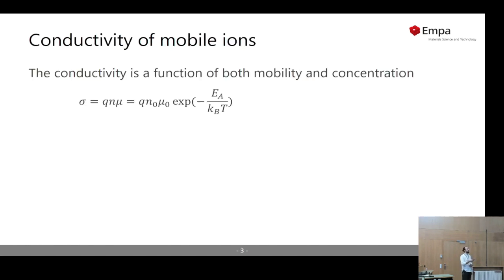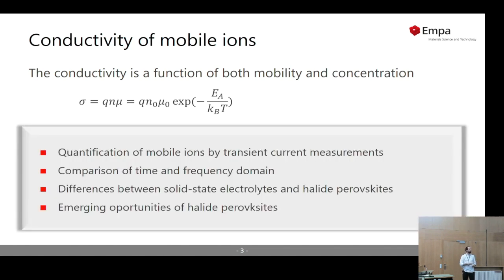But first, what is the conductivity? The conductivity is a function of both density and mobility. Quite often we only look at the conductivity, but here I want to show that it's important to actually know both of these parameters and how they change, because both of them are temperature dependent. First, I will show the current transient measurements. I will compare them to the frequency domain, to impedance spectroscopy, showing that these results are comparable to each other. Then I will give examples for solid-state electrolytes and halide perovskites, and briefly mention emerging opportunities for halide perovskites in batteries.